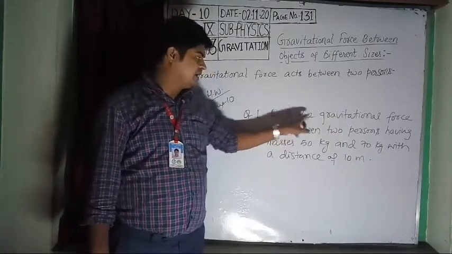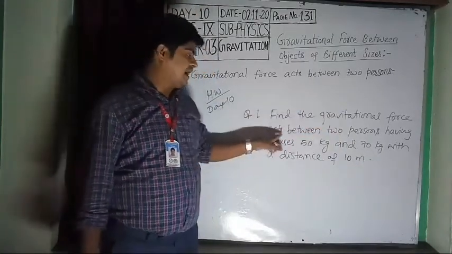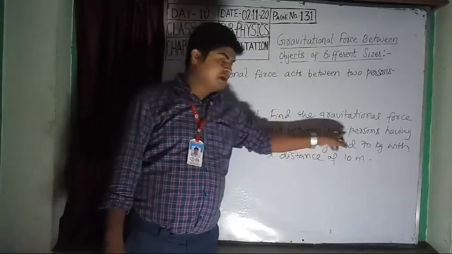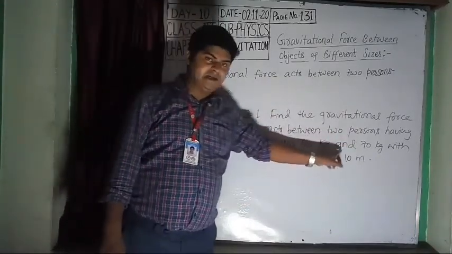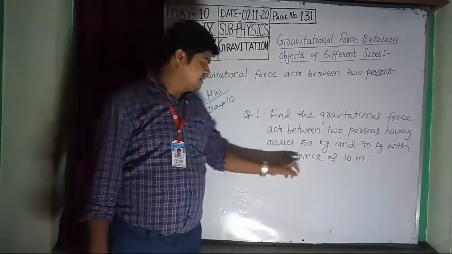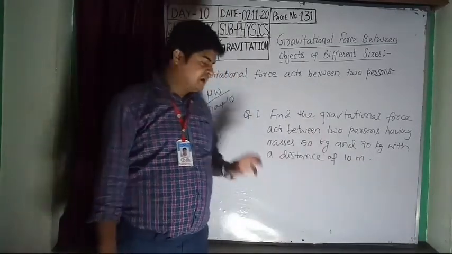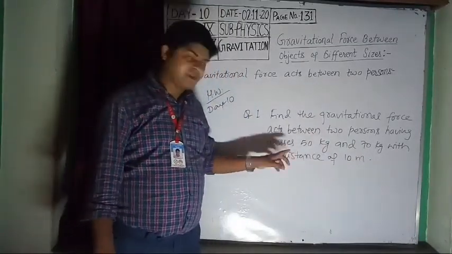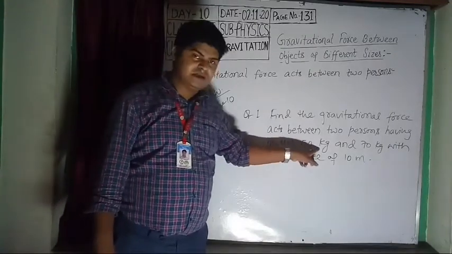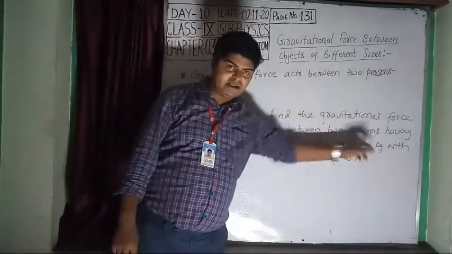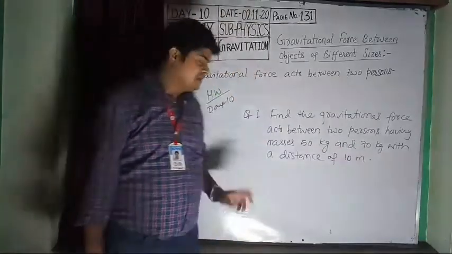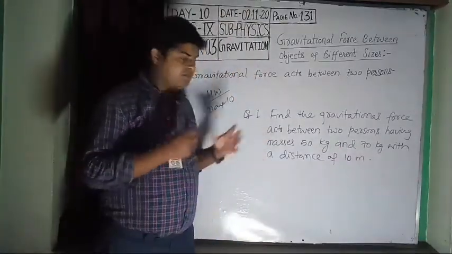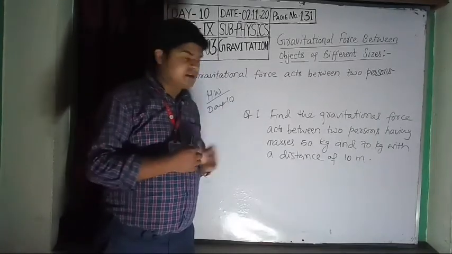Find the gravitational force acting between two persons having masses 50 kg and 70 kg with a distance of 10 meter. That means it is given that m1 is equal to 50 kg, m2 is equal to 70 kg, and the distance between them r is equal to 10 meter. Then you will find the value of the gravitational force acting between these two persons.